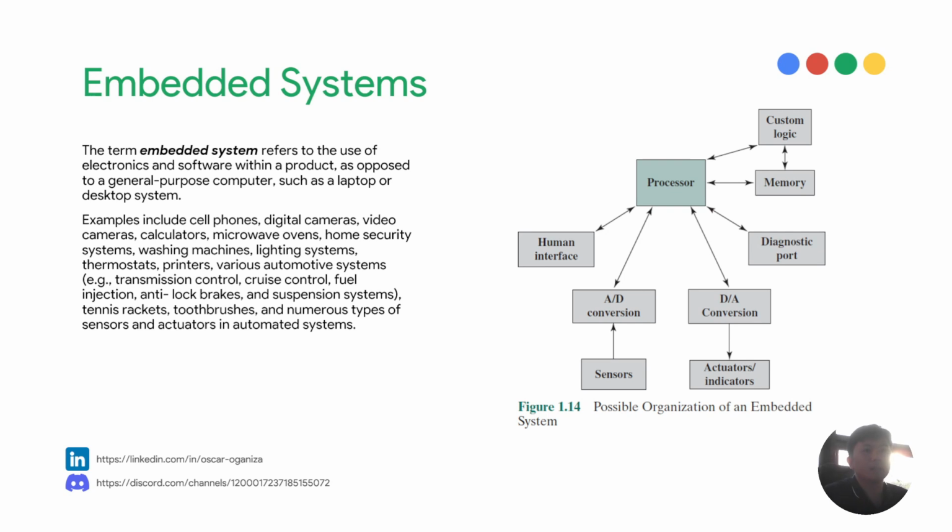So basically, the term embedded system refers to the use of electronics and software within a product, as opposed to a general purpose computer such as a laptop or desktop system. Examples include cell phones, digital cameras, video cameras, calculators, and many more, and numerous types of sensors and actuators in automated systems.